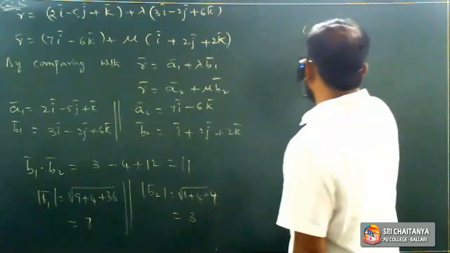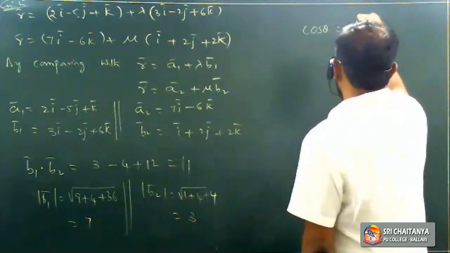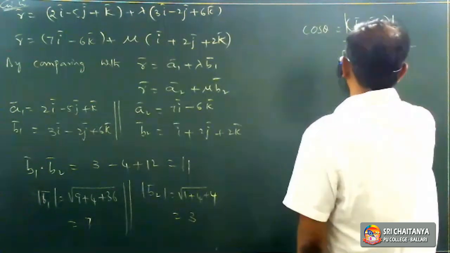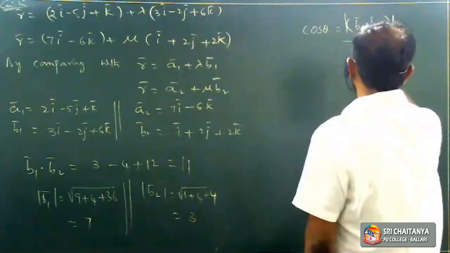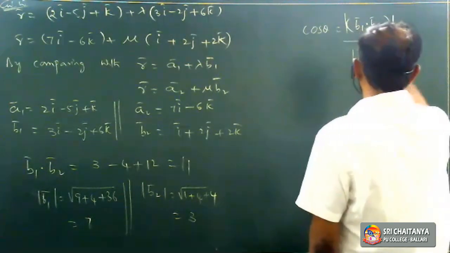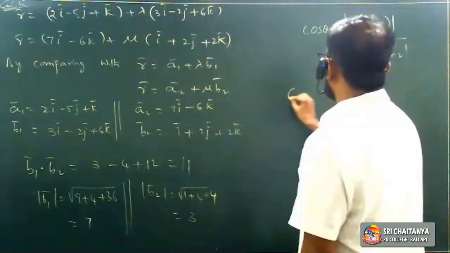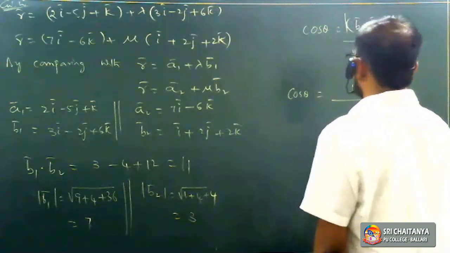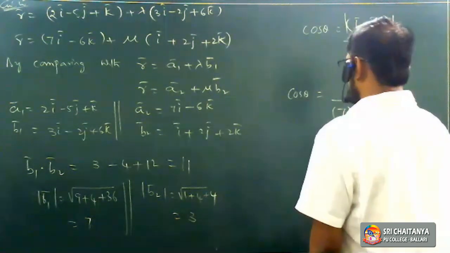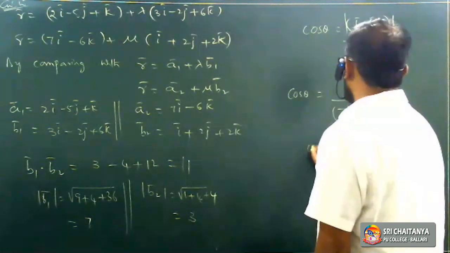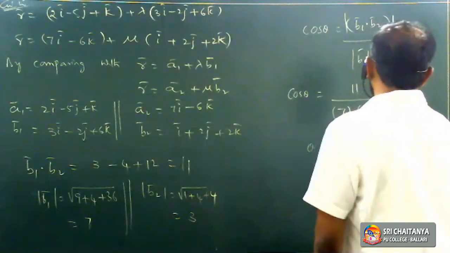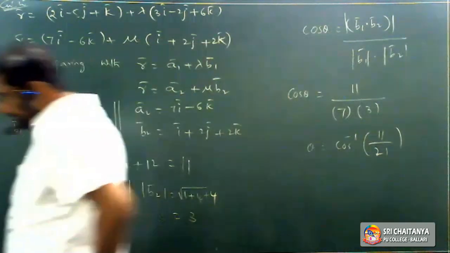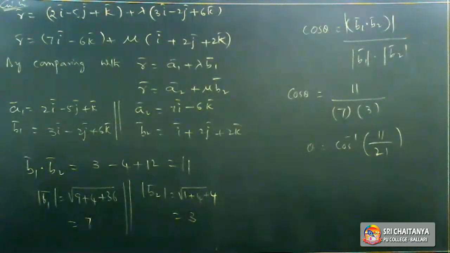Now therefore cos theta is equal to, what is the formula? B1 bar dot B2 bar upon magnitude of B1 bar into mod B2 bar. So you are going to get cos theta is equal to 11 by 7 into 3, that means theta is equal to cos inverse of 11 by 21. I am going to repeat, observe this problem clearly.